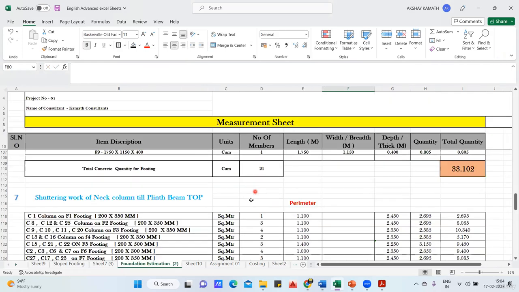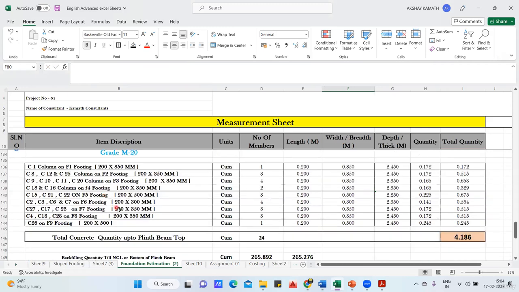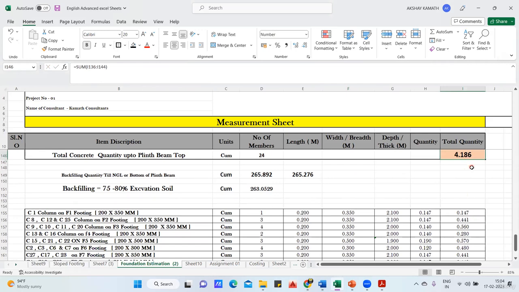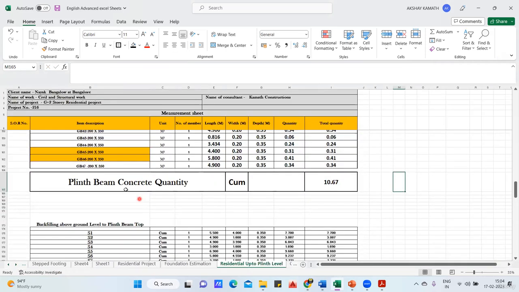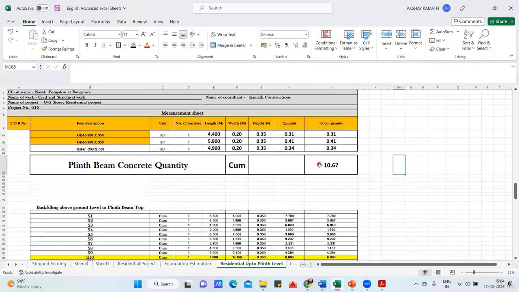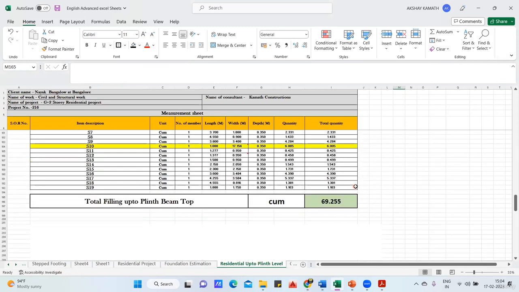So I explained to you. In the same way, you can find it for the concrete quantity. Total concrete quantity up to the plinth beam was 4.186 cubic meter. Accordingly, you find the total cement, sand, aggregate, and water required. Can you do it? So in this way, try to do it everywhere. Similarly, here also we had done total plinth beam concrete quantity 10.67. So input 10.67 in your Excel sheet, and you'll get the total cement, sand, aggregate required.